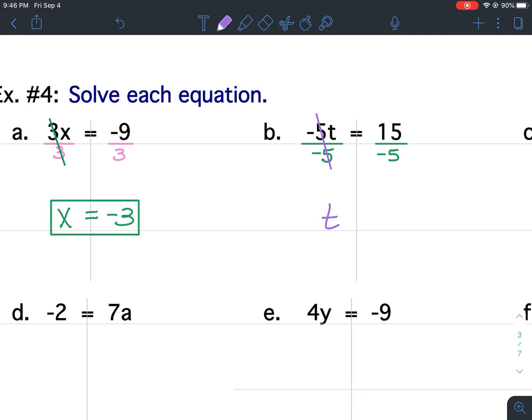Bring down my variable, bring down my equal sign, and 15 divided by negative 5. 15 divided by 5 is 3. There's one negative, so my answer is negative 3. t equals negative 3.